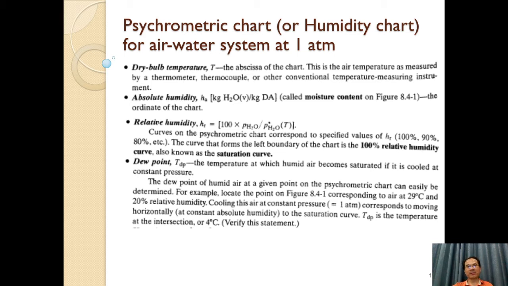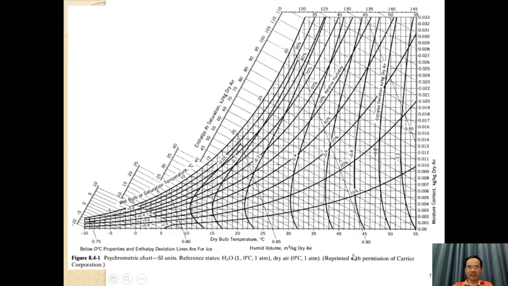The first term that we talk about is the dry bulb temperature. The dry bulb temperature is the x-axis of the chart. It is the air temperature measured by a thermometer, by a thermocouple, or by another conventional temperature measuring device. If we look at the abscissa, it shows the dry bulb temperature.